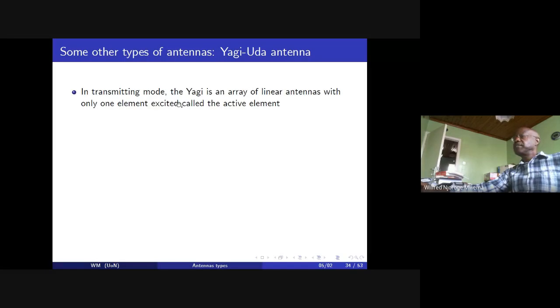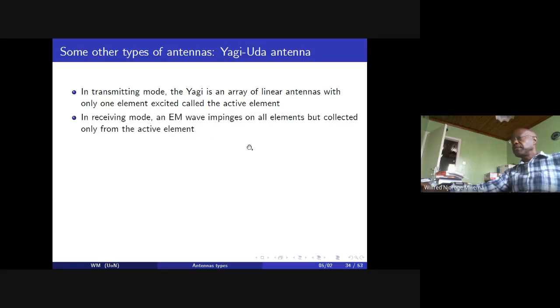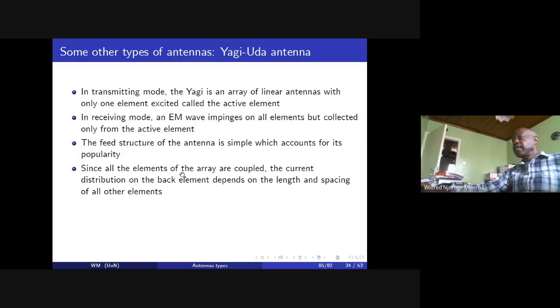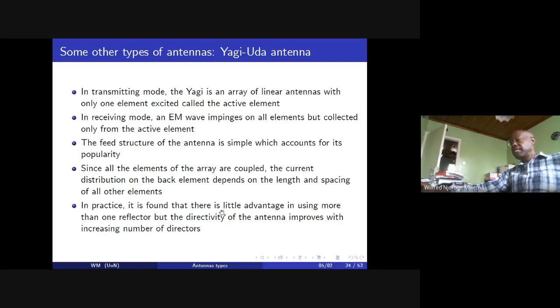So in transmitting mode, the Yagi is an array of linear antennas with only one element excited, and we call it the active element. In the receiving mode, the electromagnetic wave impinges on all the elements, but it's only collected from the active element. And the feed structure of the antenna is usually simple, and this accounts for its popularity in the practical arena. And since all the elements of the array are coupled, the current distribution on the back element will depend on the length and the spacing of all of the other elements. So in practice, it is found that there is little advantage in using more than one reflector.